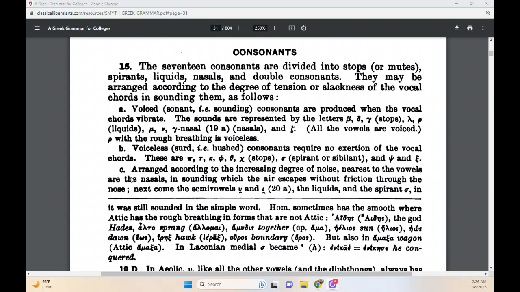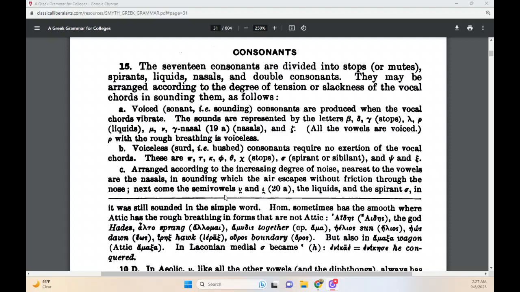All right, down to note C. Arranged according to the increasing degree of noise, nearest to the vowels are the nasals. So the nasals are most like the vowels, in sounding which the air escapes without friction through the nose. So nasals are consonants where the sound is produced by air moving through the nose.